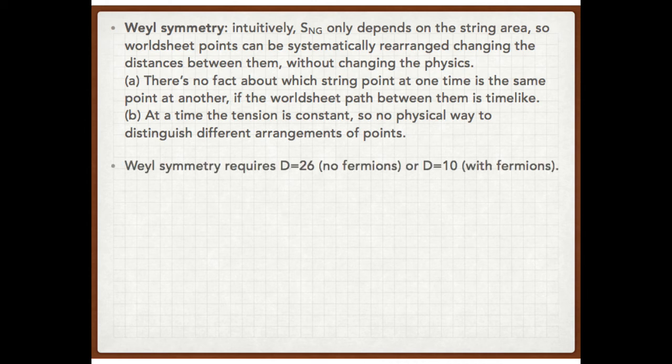There are two very important consequences. So that's the classical level. There's Weyl symmetry. It is, in fact, a local gauge symmetry. So it has to be preserved at the quantum level. Otherwise, I don't have a consistent theory. I don't have unitarity. But it's provable. Quantum Weyl symmetry requires 26 dimensions for a theory with no fermions, 10 dimensions for a theory with fermions.